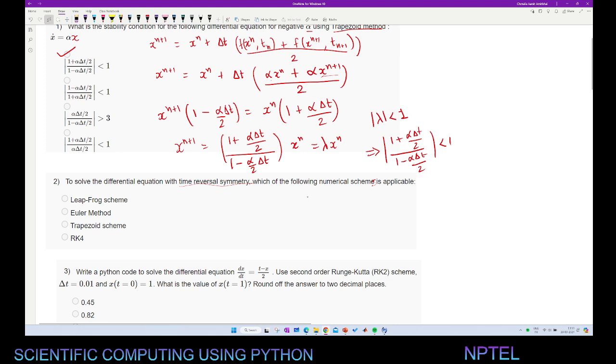So as we saw, it's leapfrog, not Euler, not trapezoid, not RK4. Why? Because all of them look forward, right? Euler just looks at this point. This is Euler. RK2, RK4 look at these points also, somewhere in between. Trapezoidal looks at this and this, both of them, etc. Sorry, Euler looks at this point.